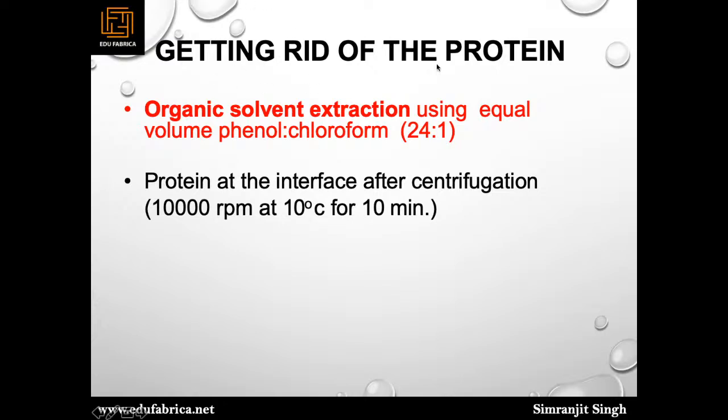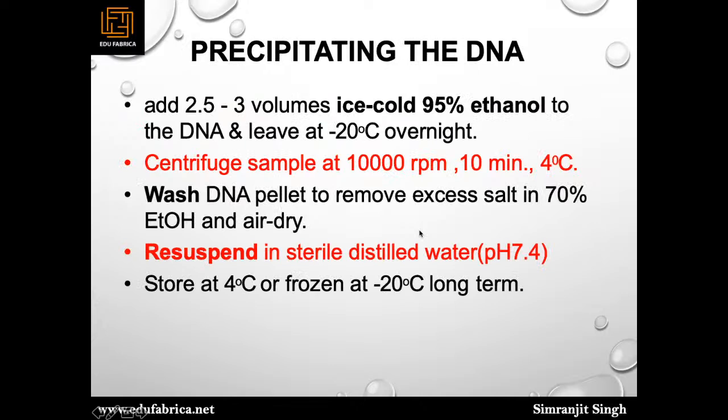To get rid of the protein, organic solvent extraction can be used, with an equal volume of phenol to chloroform, that is 24:1. Then the protein is at the interface after centrifugation, using 10,000 rpm at 10 degrees Celsius for 10 minutes.